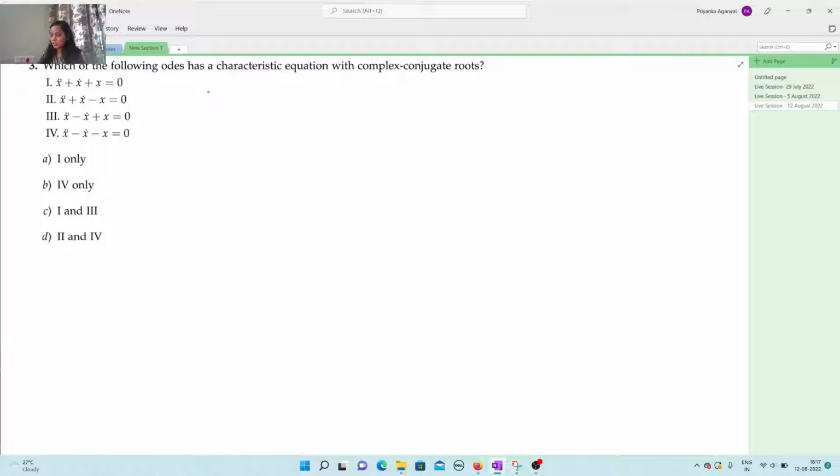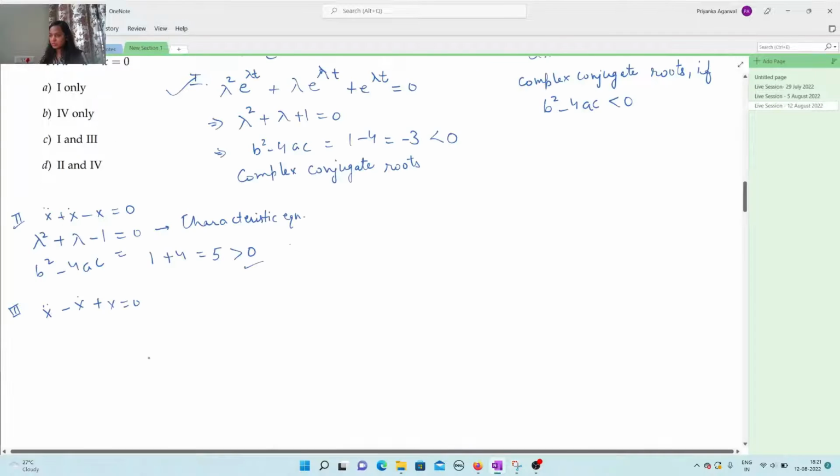x double prime minus x prime plus x equals to 0. So in this case, the characteristic equation will be lambda square minus lambda plus 1 equals to 0. And if we check this, it will be 1 minus 4, which is again less than 0. So this will also have complex conjugate roots.